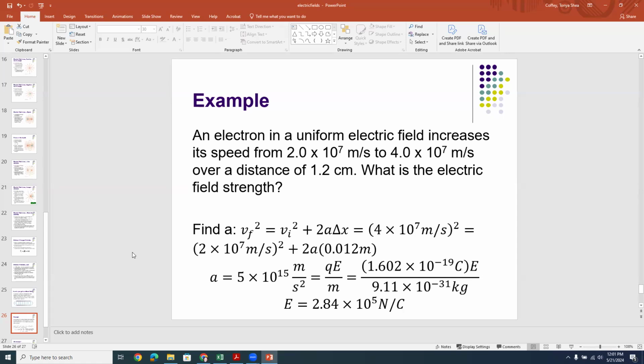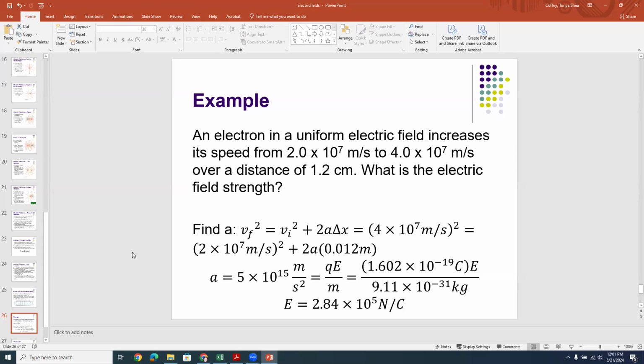And so what we would then do is rearrange: 4 times 10 to the 7th meters per second, squared, minus 2 times 10 to the 7th meters per second, squared, divided by 2, divided by 0.012. When we do that, we get our acceleration. And a here is 5 times 10 to the 15th meters per second squared, okay? That gives us our acceleration.